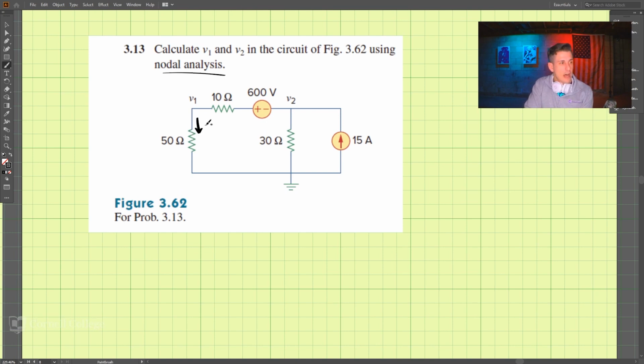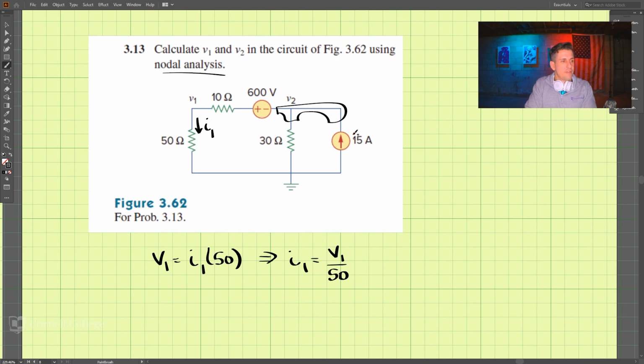So if we call this I1 coming down, we know that V1 is equal to I1 times 50, IR. And if we want to rewrite this, I1 is also equal to V1 divided by 50. That's just another way to write this. Now let's take a look at V2, this node 2 here. So we'll look at this entire node.